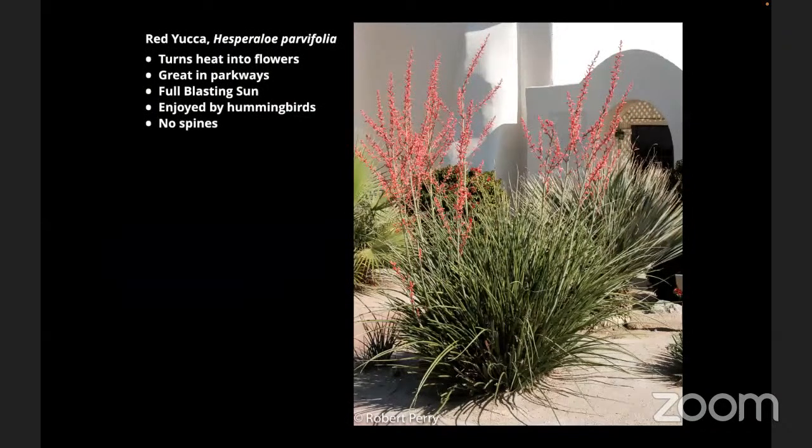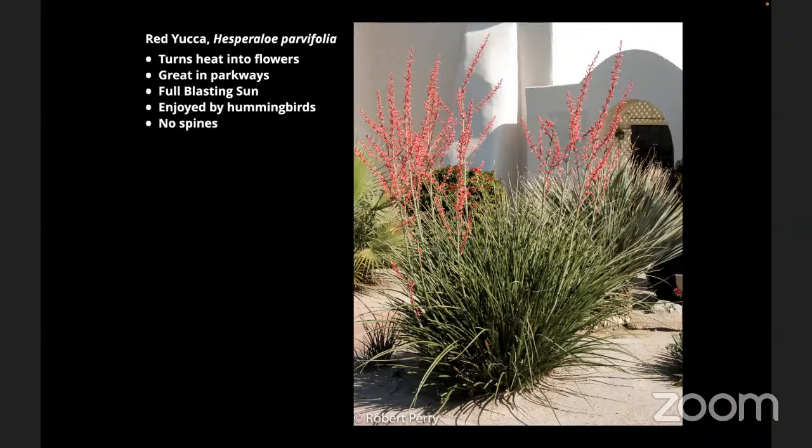Next plant is a Texas native, actually, but grows very well in Southern California. It's red yucca. And I include it because it is a great plant for that full punishing hot heat, reflected sun, and it grows very well in parkways. It basically turns heat into flowers and gets these large flowers. The plant itself over time might be thigh high, and the flower is quite a bit taller.